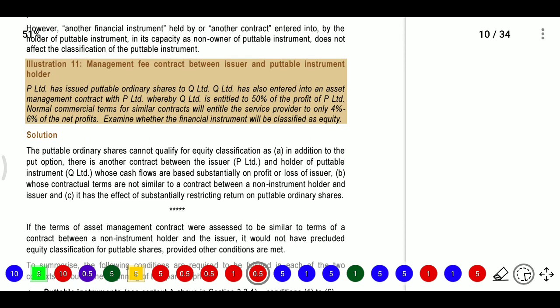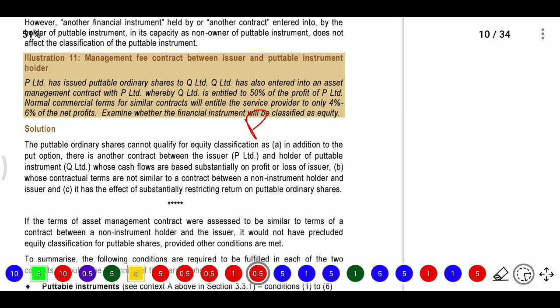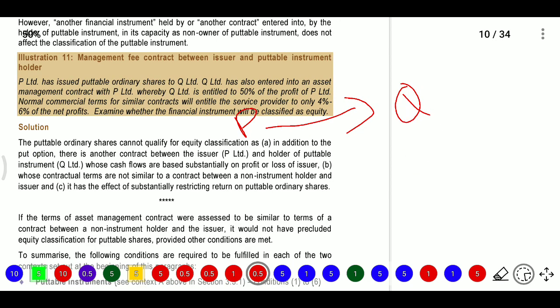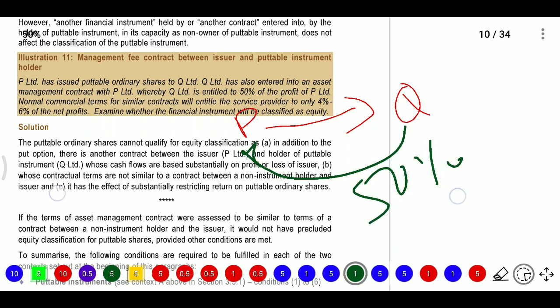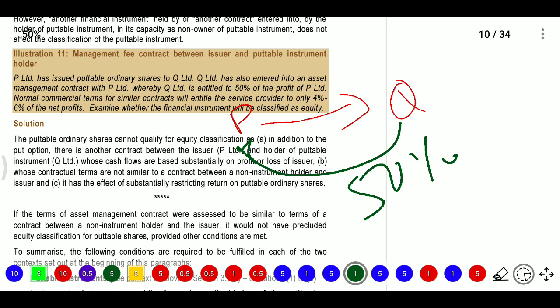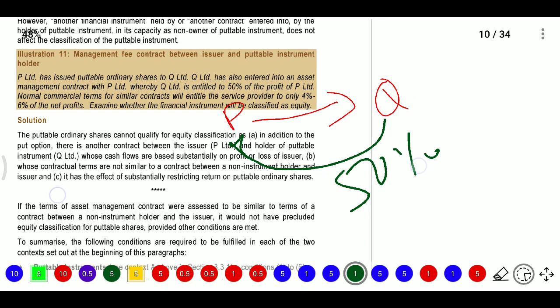Here P Limited has issued puttable shares to Q Limited. Q Limited also entered into an asset management contract with P Limited, whereby Q Limited is entitled to 50% of the profits. Normal commercial terms for similar contracts would entitle the service provider to only 4 to 6% of net profits. Examine whether the financial instrument will be classified as equity.